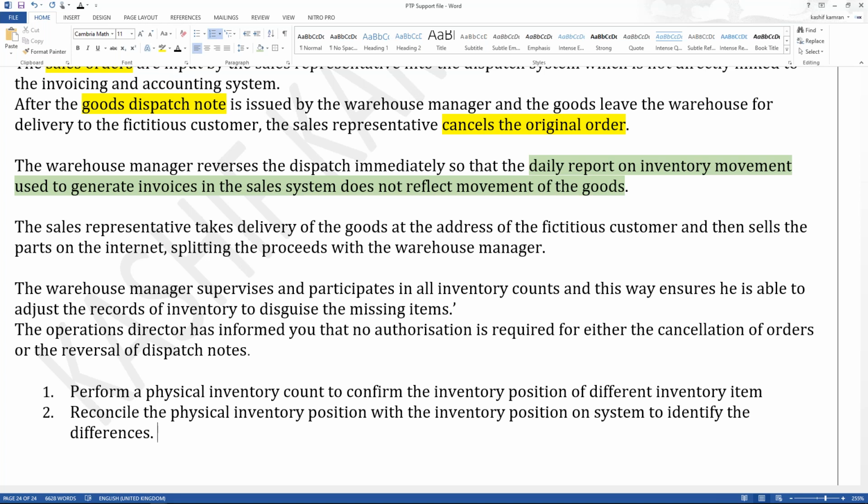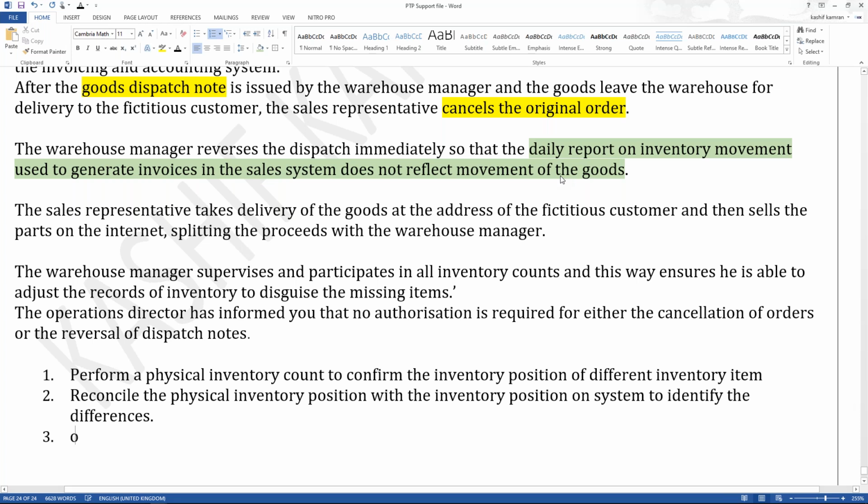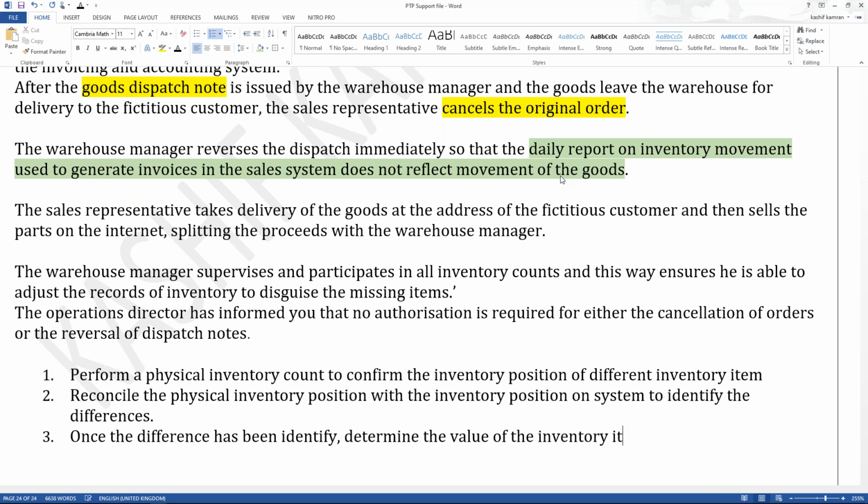So you perform a physical count to know how much is the physical inventory, point number one. Then once you perform the physical inventory count, you reconcile the physical inventory position with the inventory position on the system to identify the differences. Now, once you have the differences, you will try to find the value of these differences. Once the differences have been identified, determine the value of the difference. Determine the value of the inventory items.